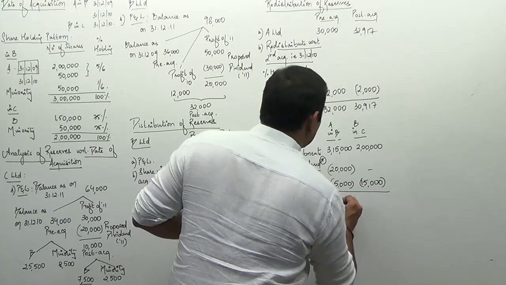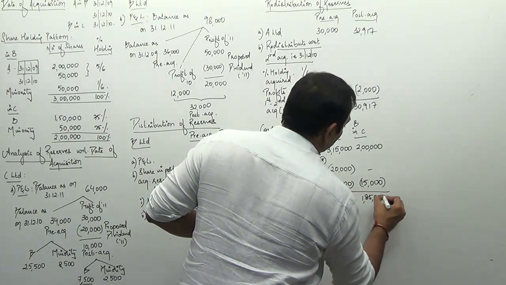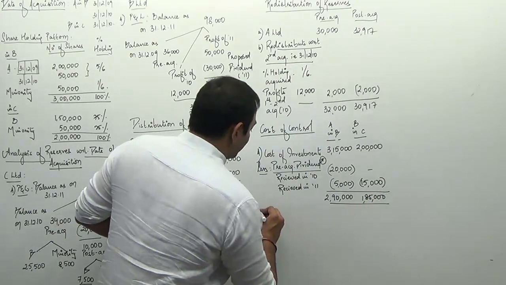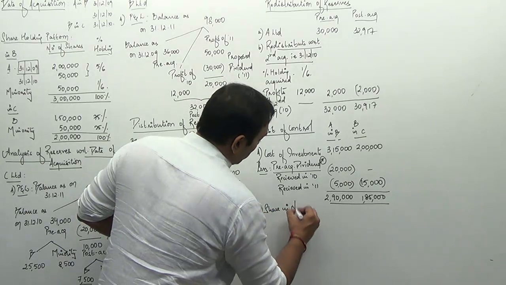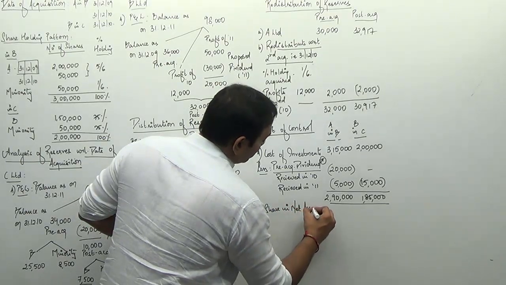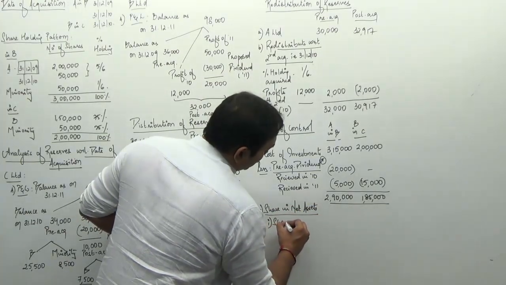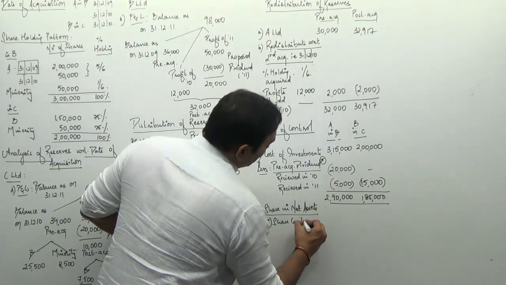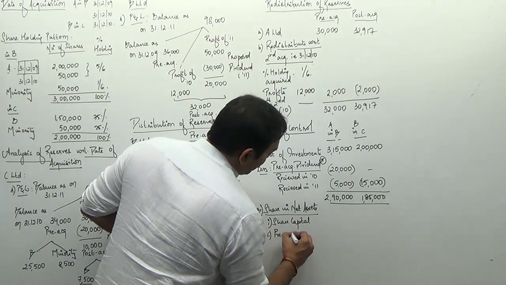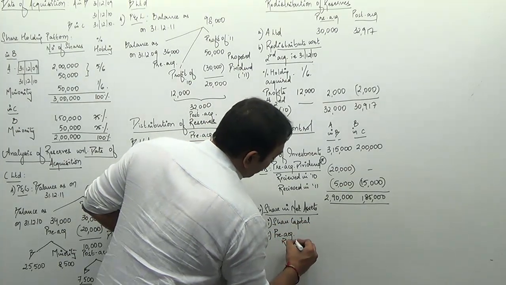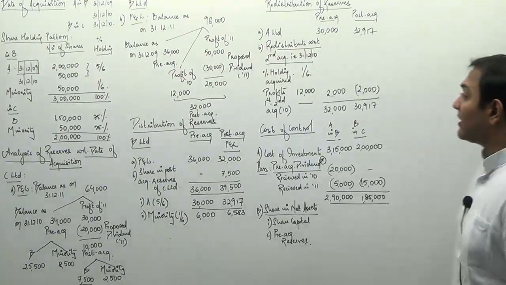And this is 2,90,000. 1,85,000. Compare this with share in net assets, comprising of share capital and pre-acquisition reserves. Share capital, each share is 1 rupee. Check your shareholding pattern and you can fill up.